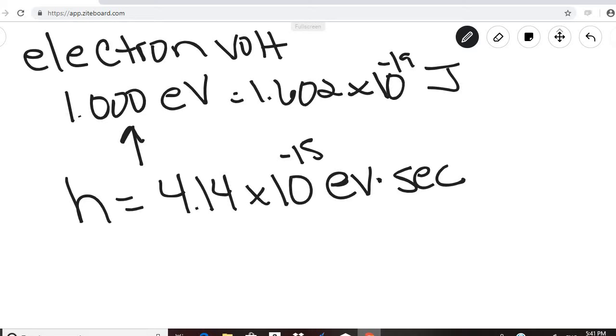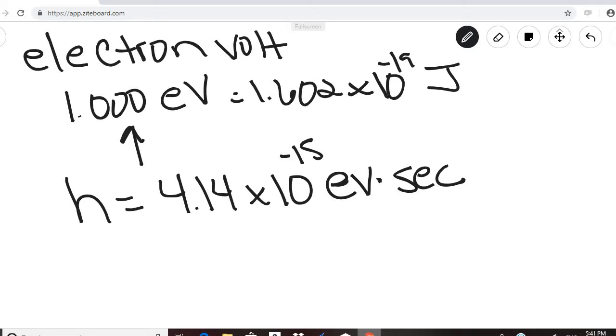Okay, so you'll always be given that value. That's not a value that you will need to memorize. You will be given that value.